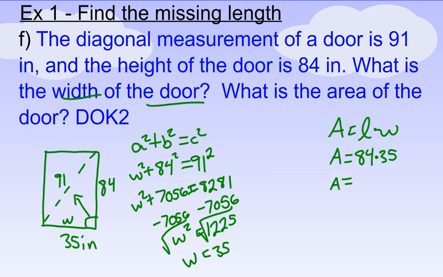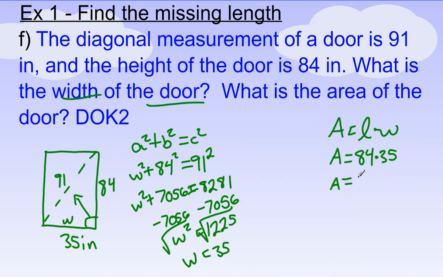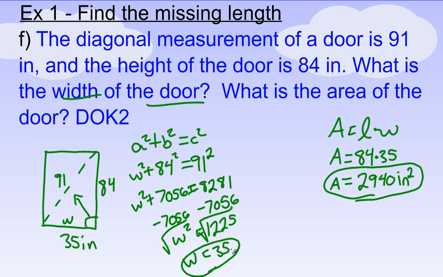So my area, 84 times 35 equals 2,940 inches squared. That is the area. That is the width. Inches.